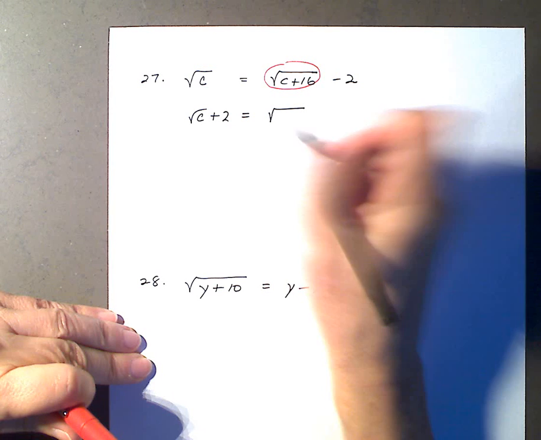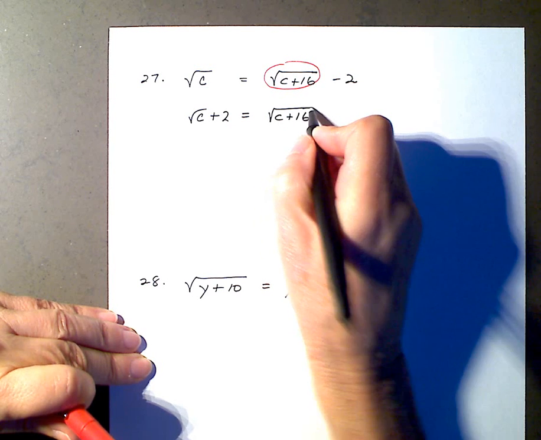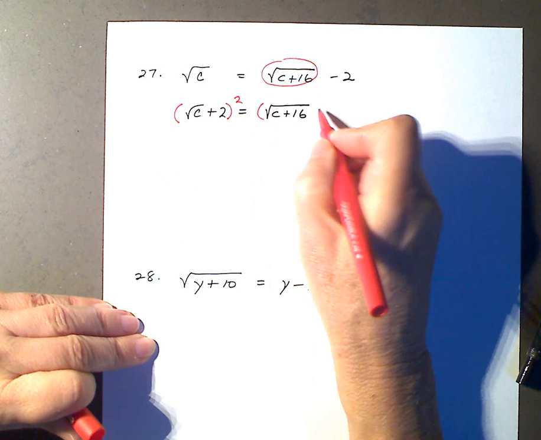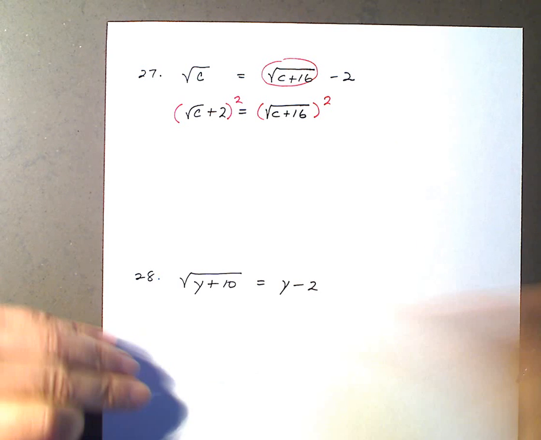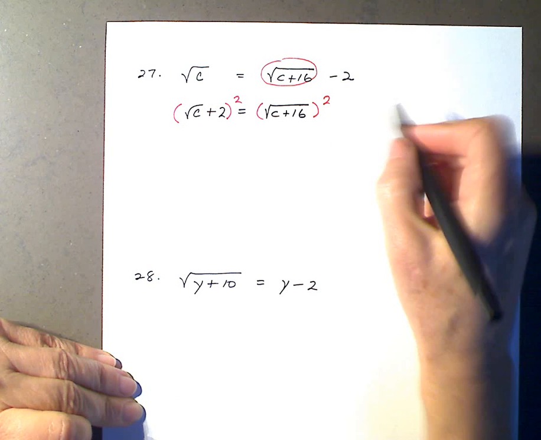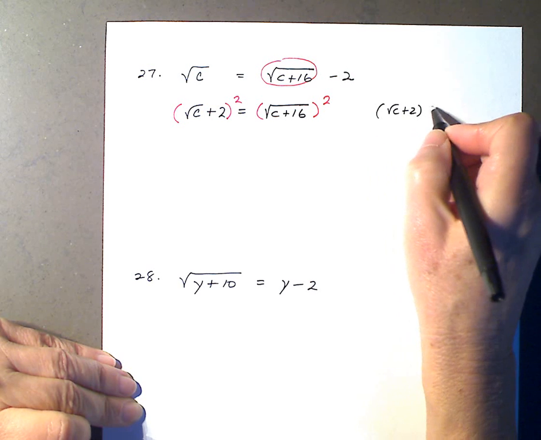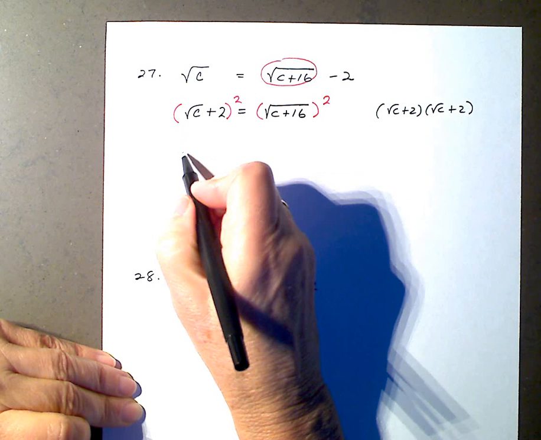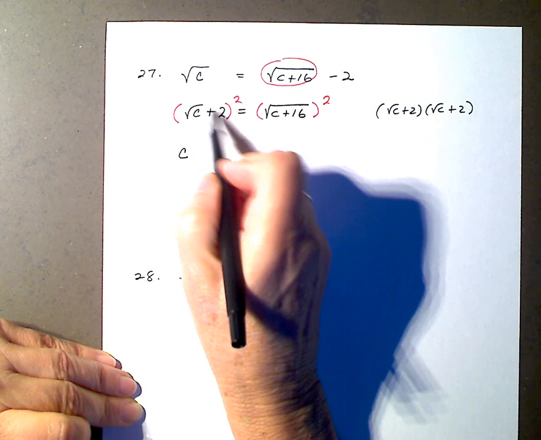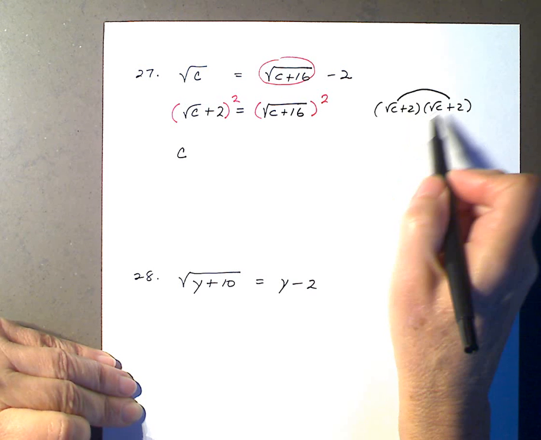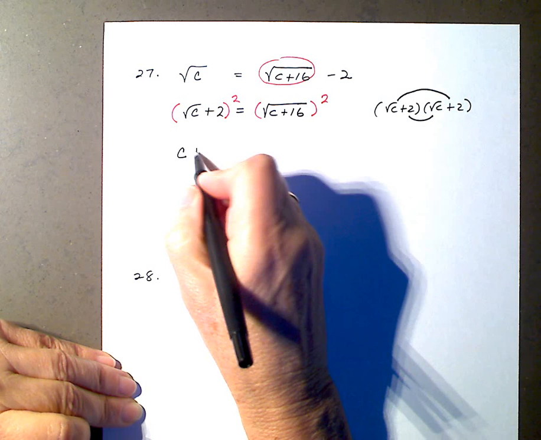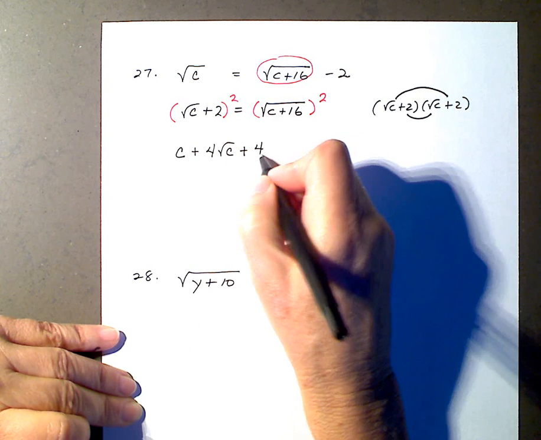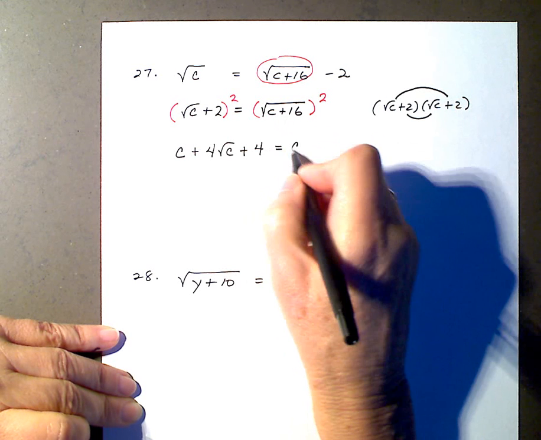So the square root of c plus 16. Now I'm going to wrap and square both sides. This is a binomial, so root c plus 2 times root c plus 2. If you have to FOIL it out, you can, but by now you should be used to the pattern. This is the first term squared, which is c, plus 2 times the product of these two, so 2 root c, so it's plus 4 root c, plus this last term squared, which is a 4, is equal to the c plus 16 that comes out.